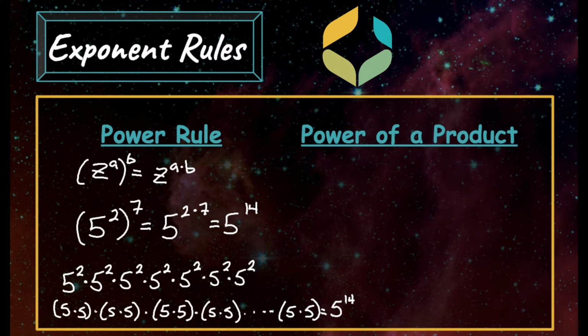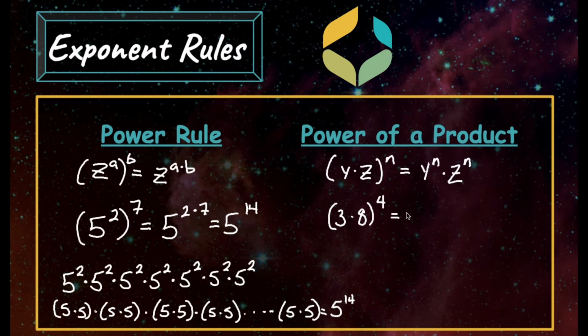The power of a product tells us that when we have two terms multiplying together raised to a power, that power applies to both of the terms. For example, if we had y times z raised to the power n, then that power n would apply to both the y and the z. And we would have y raised to the power of n times z raised to the power of n. If we have 3 times 8 raised to the power of 4, this would be 3 to the power of 4 times 8 to the power of 4.